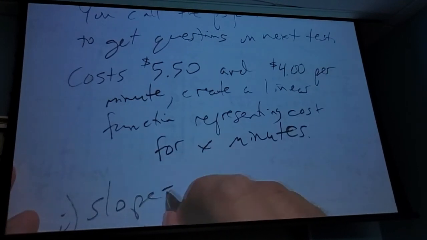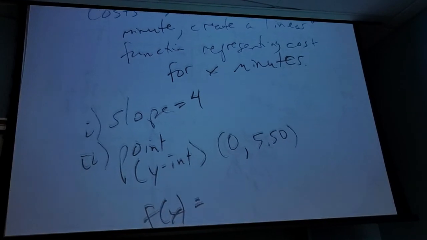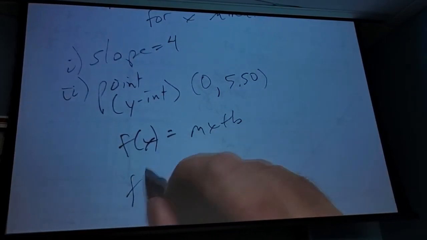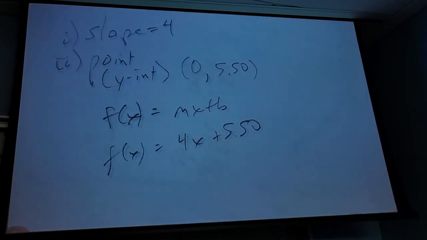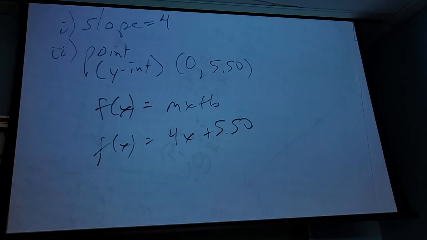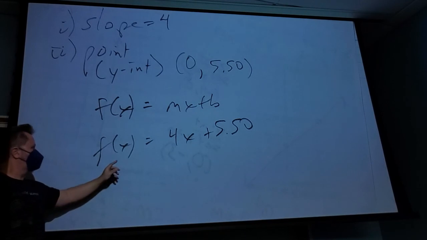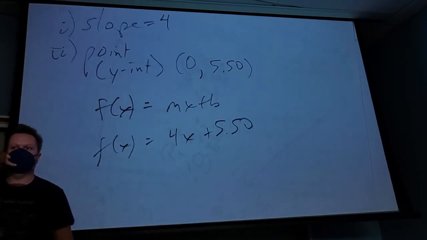Slope is 4. So what's the function? f of x is 4x plus 5.50. So therefore, if you wanted to talk to the person for 11 minutes, you can figure out how much money it would cost you. Or if they wanted to make $30 from somebody, they would put 30 here and solve for x to see how much time they want to keep them on the phone.